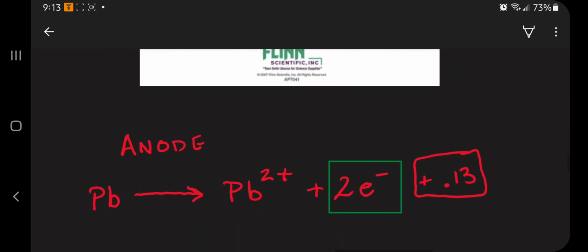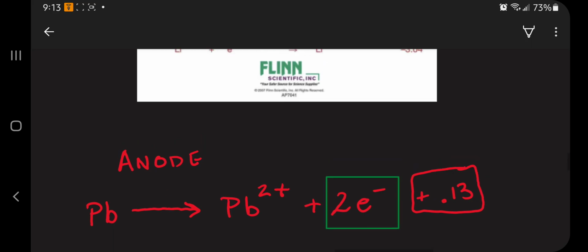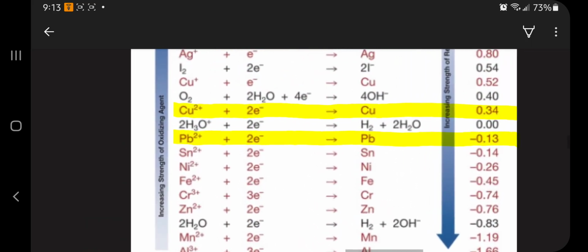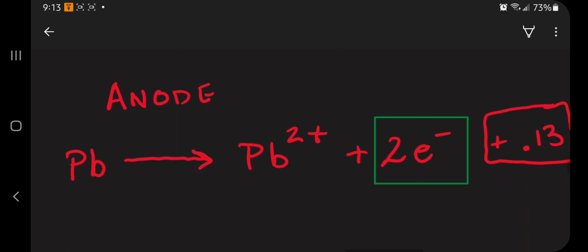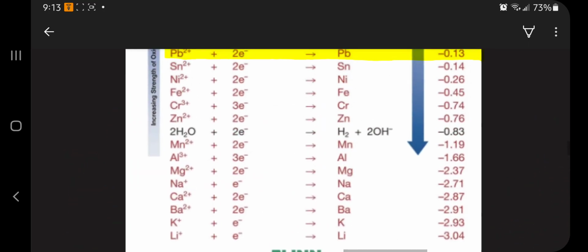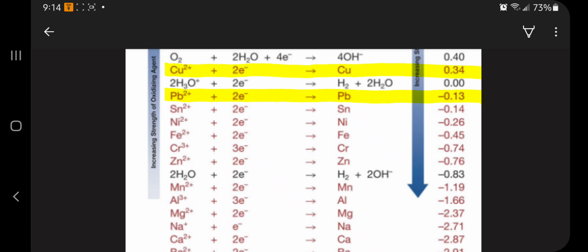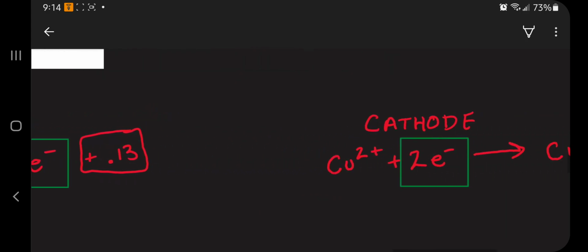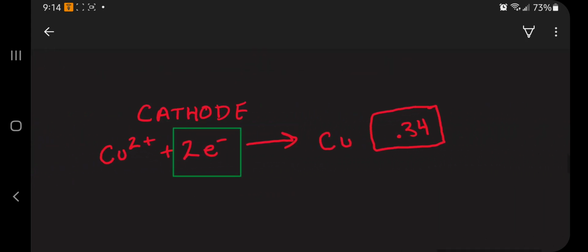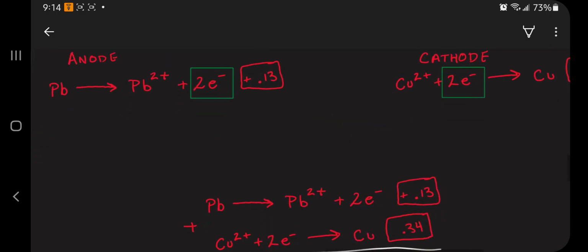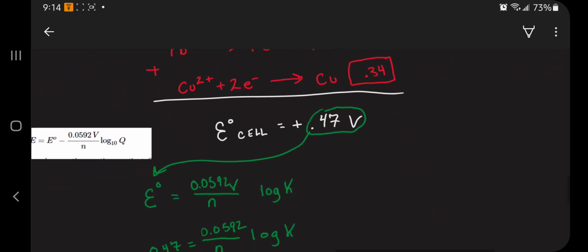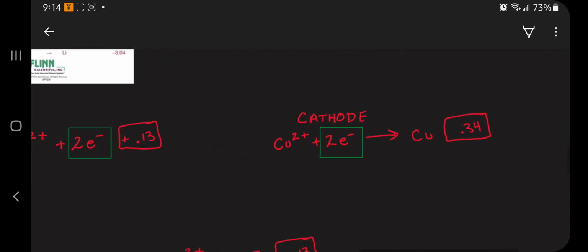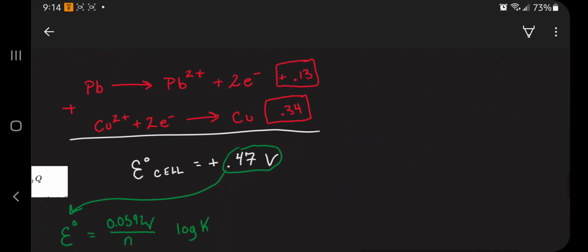So for the anode, we'll follow the same thing that was given here, but we can notice that for the lead, it is the opposite way. So instead of being negative, it's going to be positive. And for the cathode, it's pretty much the same thing over there. So we're just going to keep the 0.34. In order to calculate the cell potential, all we do is simply add those 2 numbers together, and we get 0.47.